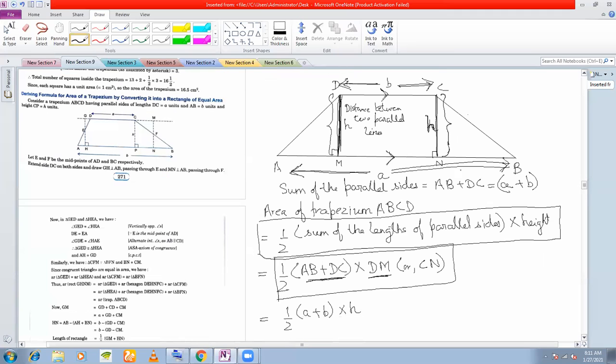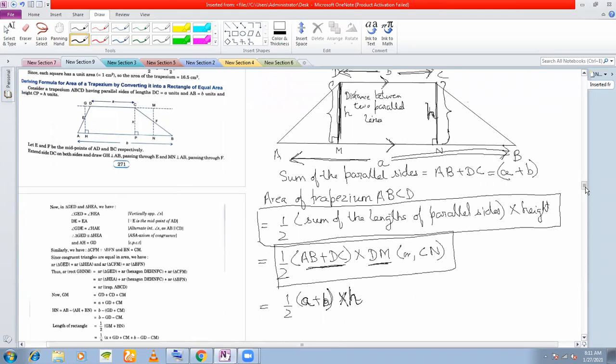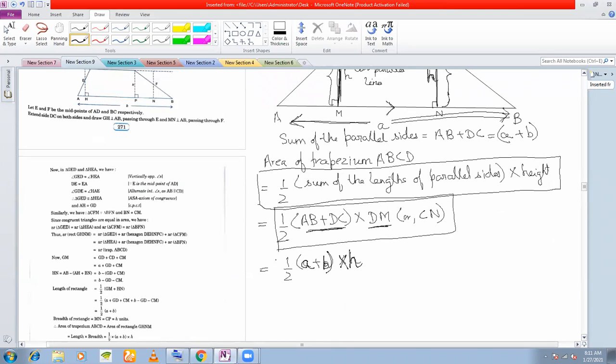And therefore, in terms of small a, small b, and h, I've taken the length of AB as small a. So this is your small a. I've taken the length of DC as small b. This is your small b. And I have taken the distance between the parallel lines, or the height of the trapezium, as h. So in terms of small a, small b, and h, you can write it as half into a plus b into h. So this formula you have to remember. The best way is to remember this formula: half into sum of the length of the parallel sides into the height. Okay.